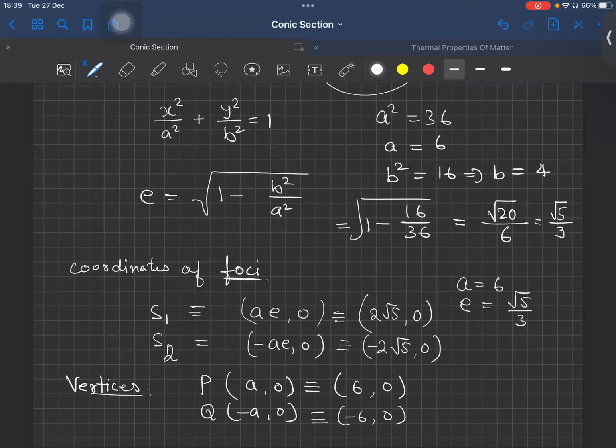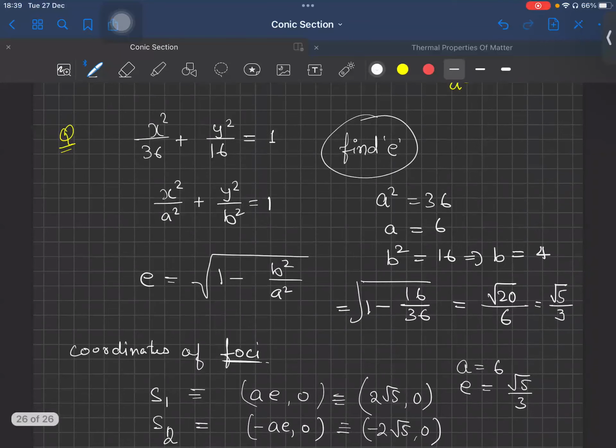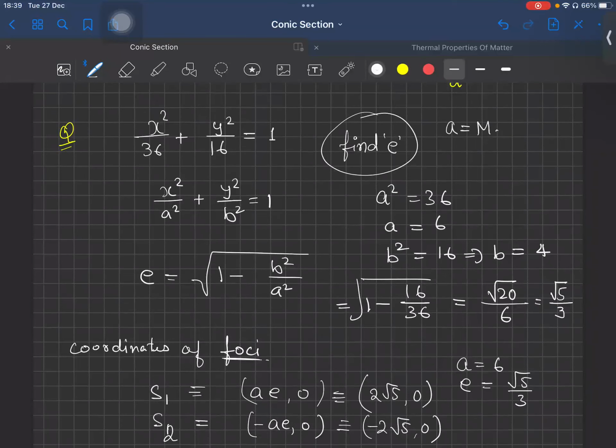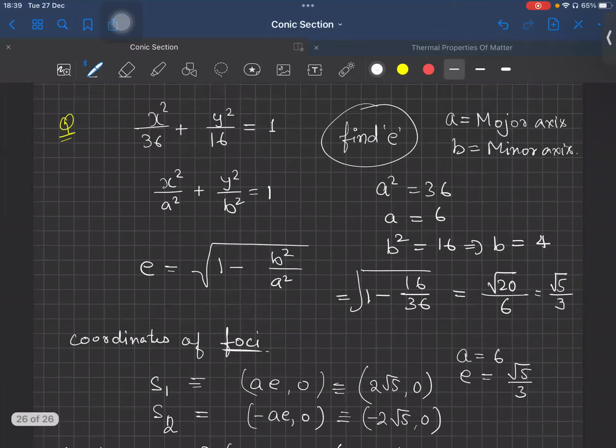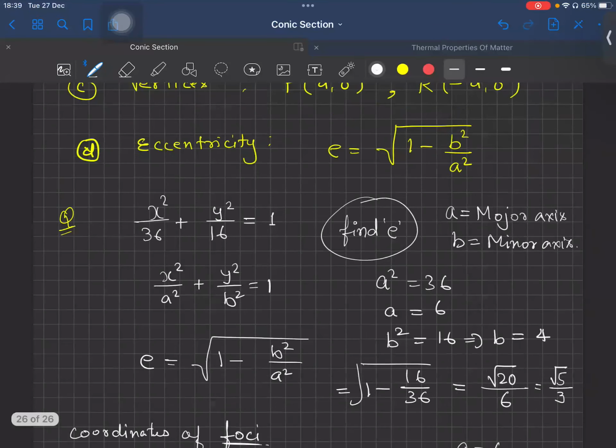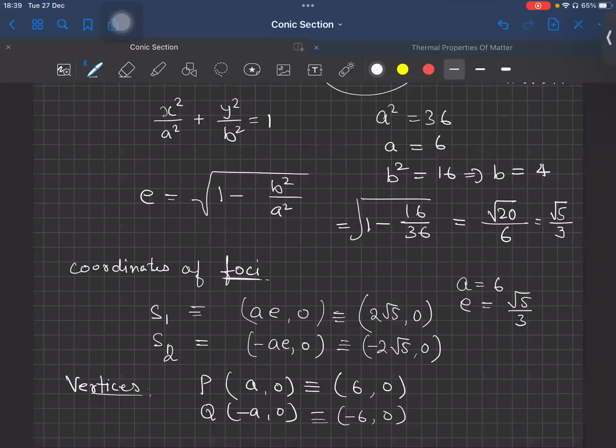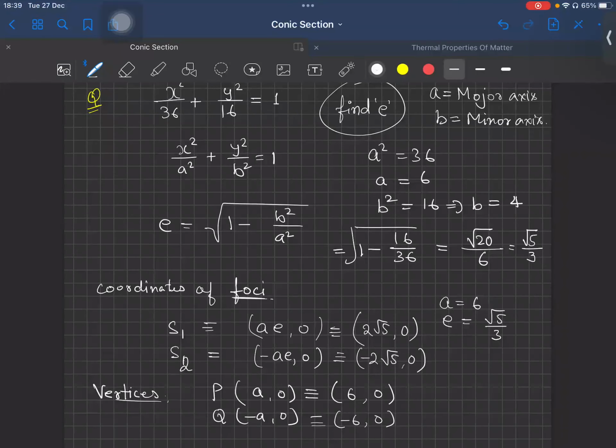Now the major axis. What is the major axis? A is called the major axis and B is the minor axis. So you have already got the value of A and B. Eccentricity you have already. Length of latus rectum, how do you calculate? Okay, I haven't taught you yet. So with this information, can you draw the ellipse? This information is given to you. Can you draw the ellipse?